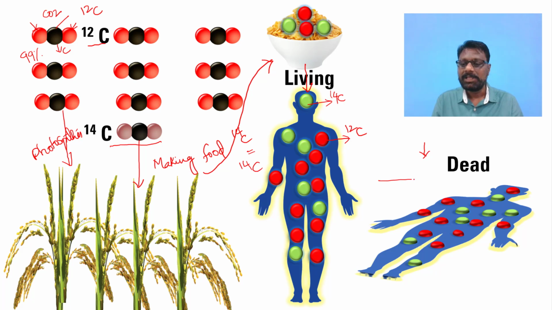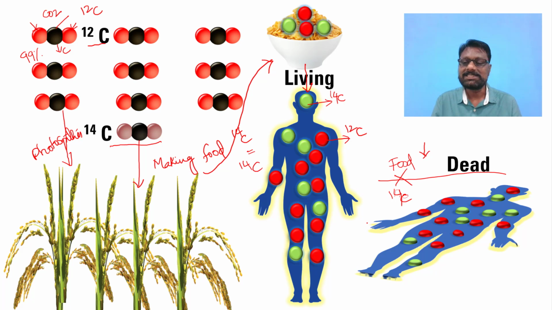Suppose eventually, due to some calamity or disease, the person dies. Now what happens? The person will stop eating food. Because of that, there won't be any further increase in the C14. So the intake of C14 stops due to his or her death. As I have mentioned, the C12 is a stable one which cannot be removed from the macromolecule, but the C14 is unstable.